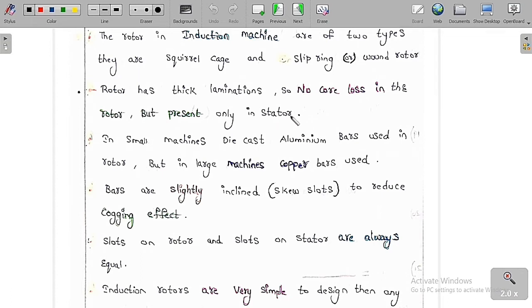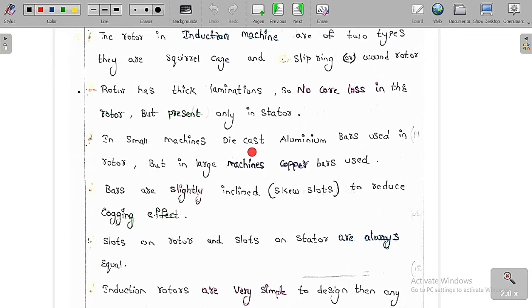So whatever the core losses, we are going to neglect them; the only thing we consider is the copper losses. Core losses are neglected in the rotor because it has thick laminations. Whichever rotor we choose here, it has thick laminations, so there is no core loss in the rotor. Only copper loss is present in the rotor.